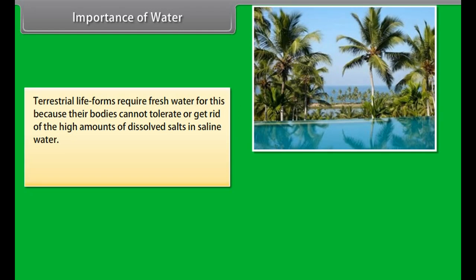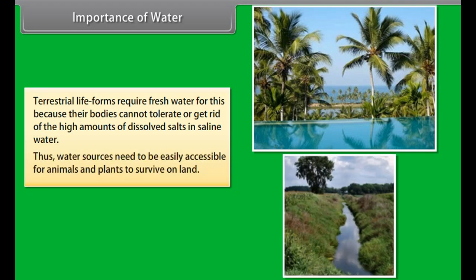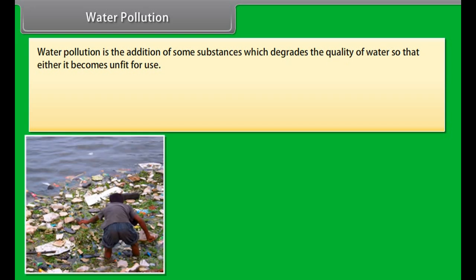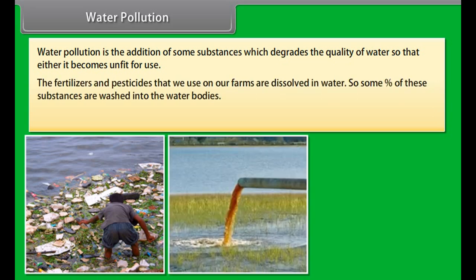Terrestrial life forms require fresh water for this because their bodies cannot tolerate or get rid of high amounts of dissolved salts in saline water. Thus, water sources need to be easily accessible for animals and plants to survive on land. Water pollution is the addition of some substances which degrades the quality of water so that it becomes unfit for use. The fertilizers and pesticides that we use on our farms are dissolved in water, so some of these substances are washed into the water bodies.